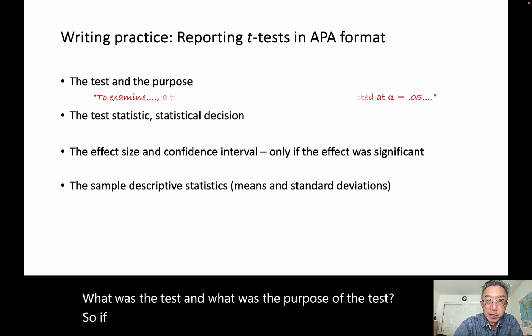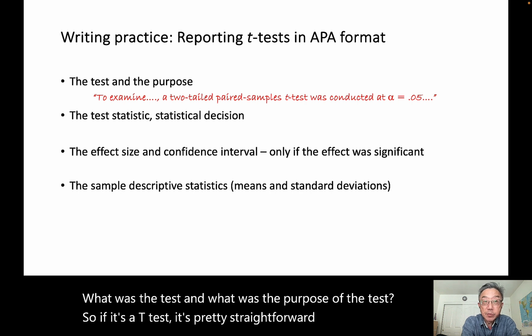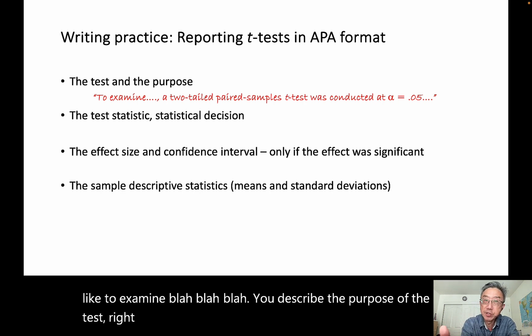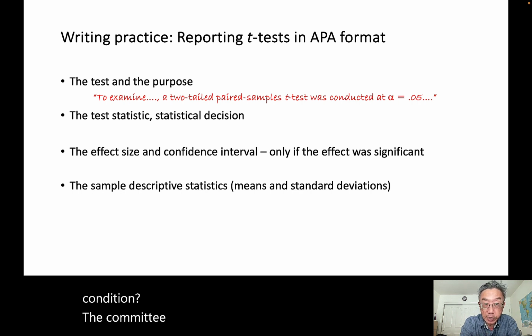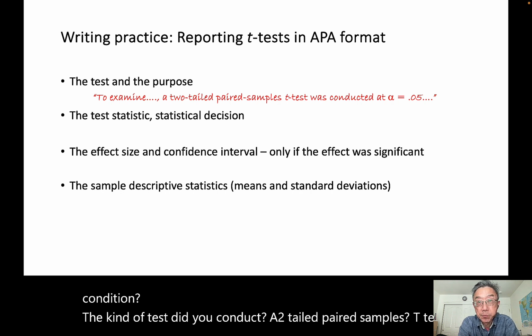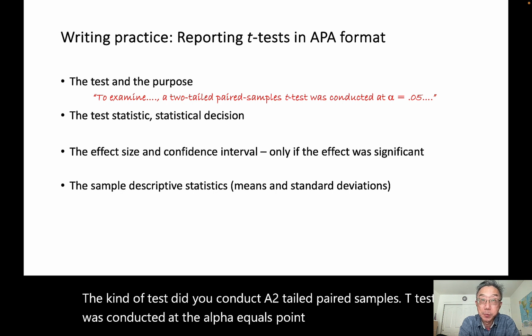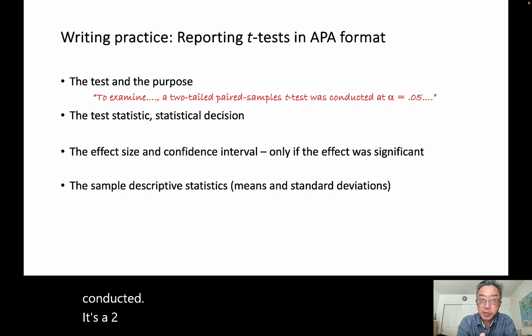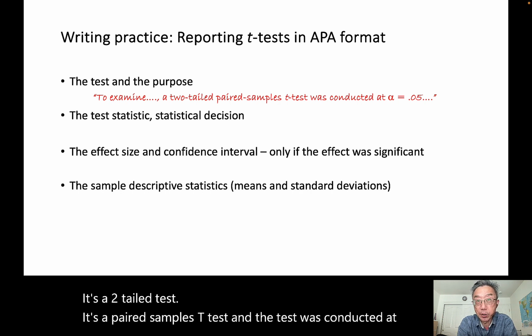If it's a t-test, it's pretty straightforward. We'll say something like, to examine blah, blah, blah. You describe the purpose of the test, right? To find the difference between such and such condition. What kind of test did you conduct? A two-tailed paired samples t-test was conducted at alpha equals 0.05. So it describes the exact information about the test that was conducted. It's a two-tailed test. It's a paired samples t-test. And the test was conducted at alpha equals 0.05.